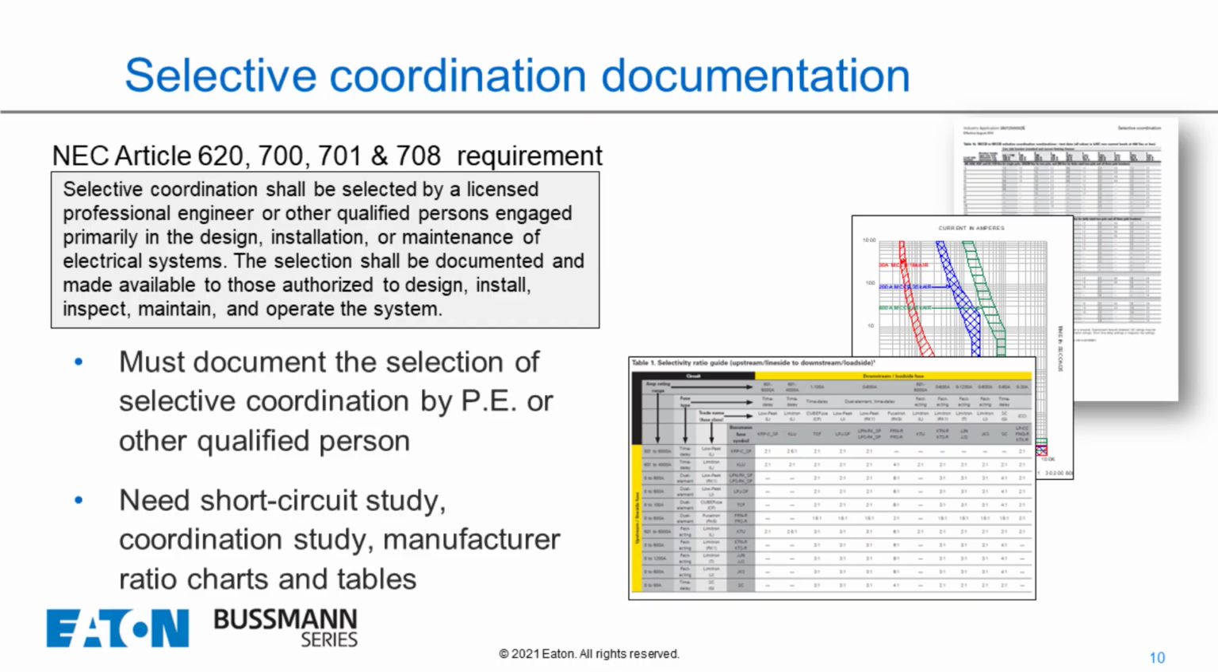All right, so here's the other added wording in the National Electrical Code, and it says selective coordination shall be selected by a licensed professional engineer or other qualified persons engaged primarily in the design, installation, or maintenance of electrical systems. The selection shall be documented and made available to those authorities having jurisdiction, basically those authorized to design, install, inspect, maintain, and so on. So the electrical inspector may require you to show them that it is selectively coordinated. And so they need to see documentation for that.